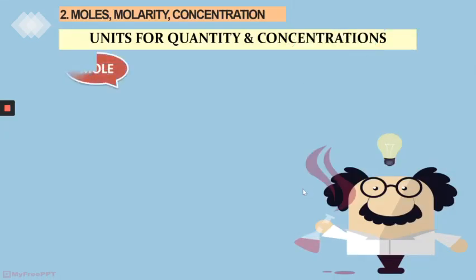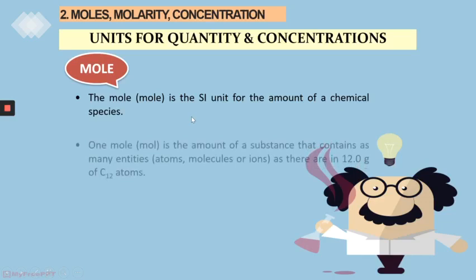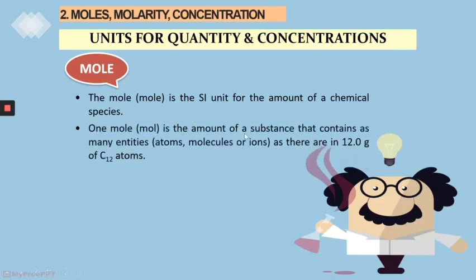So firstly, look at the mole. Mole is the SI unit for the amount of a chemical species. So 1 mole is the amount of a substance that contains as many entities, atoms, molecule or ion as there are in 12 gram of carbon 12 atoms. So the entities can be atoms, molecule or ion. The mass in gram of 1 mole of a substance is called molar mass.